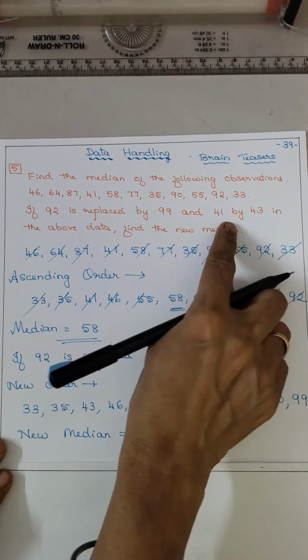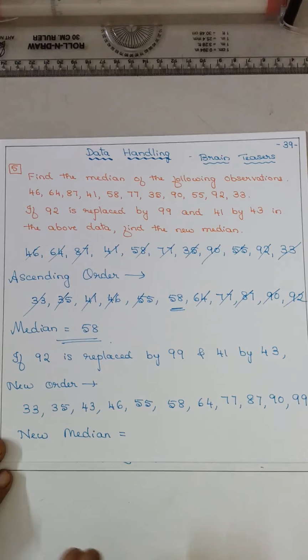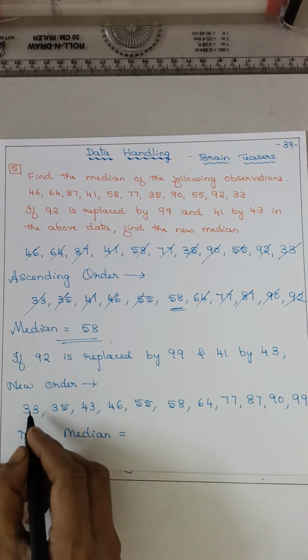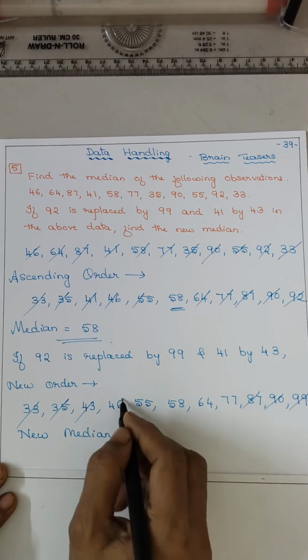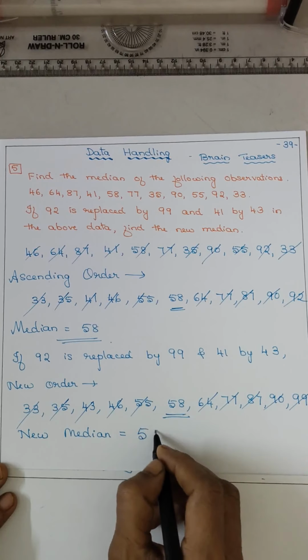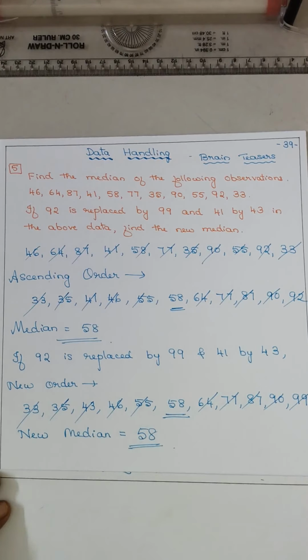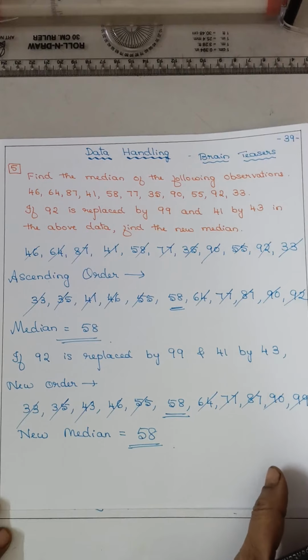So in the second half they have told two numbers they have removed and new two numbers they have put. So accordingly you have to write the ascending order. Now again find first, last, first, last, first, last, first, last. Again it will be 58 only. Sometimes it changes. Okay. Hope you understood the fifth question.